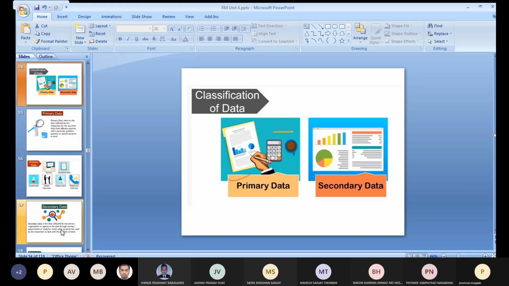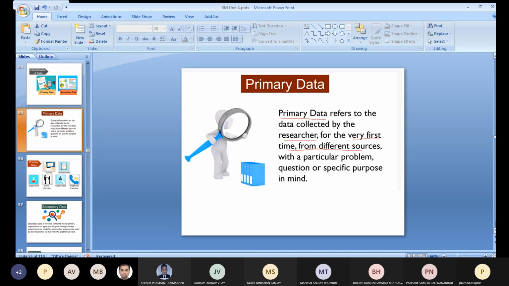So as I told you, the primary is initial data, raw data. Correct? See, primary data refers to data collected by the researcher for the very first time, raw data, from different sources with a particular problem or particular research gap. So this will be called primary data. Write down this definition.